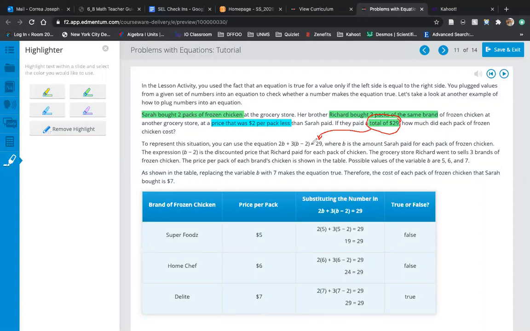Now, we also know that what they're doing here is they're letting the variable B, sorry, that's a terrible B, represent the price of the chicken. I'm not sure why I can't write today. Sorry guys, it's early Monday morning. So Sarah bought 2 packs of frozen chicken. So if it costs B dollars for each pack of chicken, she's gonna spend 2B dollars.